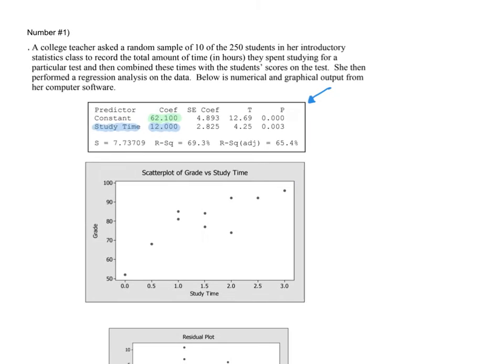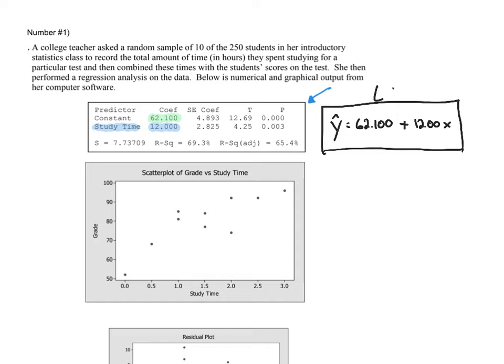So if I just needed to, and they might ask this question in a second, but I'm jumping the gun a little bit. I know that I could go y hat equals 62.100, that is the y-intercept, plus 12.00x. This is the generic least squares regression line that would get pumped right into this data set. And it's coming right from these two numbers there. So the coefficient is the big thing to look at here.